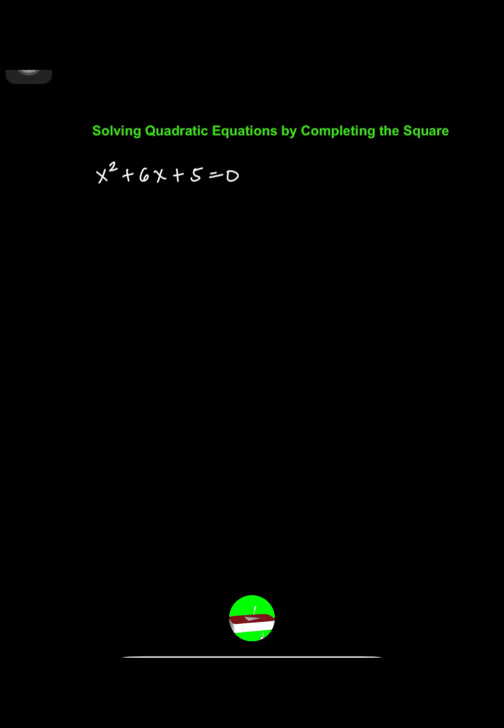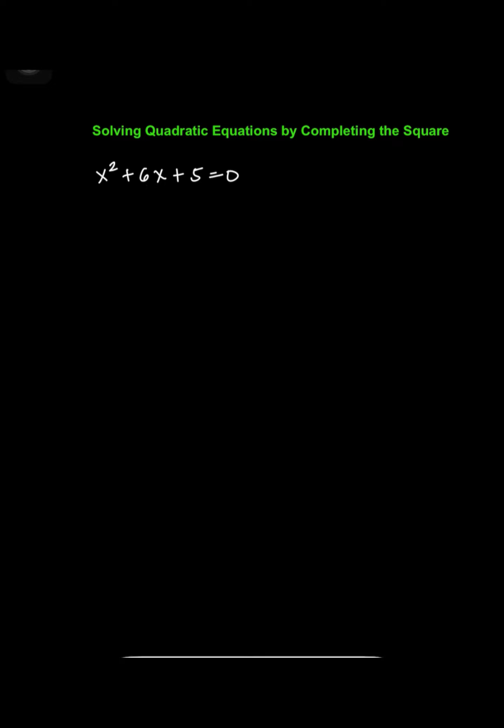Okay, so let's start with example number 1. X squared plus 6x plus 5 equals 0. So, ang una natin gagawin is tignan natin yung coefficient ng x squared kung 1. So, in this case, it's already 1. Okay? Tapos, ang next step, kung 1 na yan, proceed tayo sa paglipat ng constant, which is positive 5.